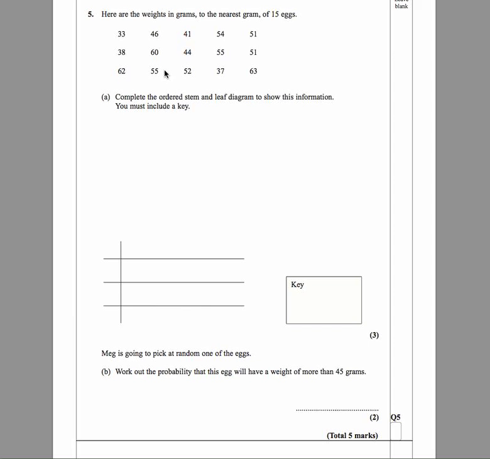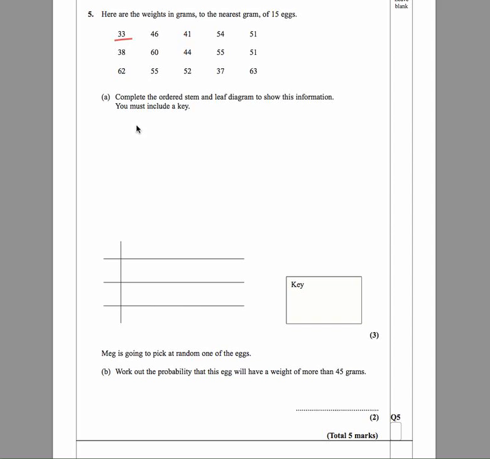Okay, so when you're doing a stem and leaf diagram, basically what you're trying to do is put all the numbers into order. You're sorting them. So I would do this in 2 steps. First of all, look for the smallest and lowest, so it looks like we've got some 30s up to 60s, no 70s.